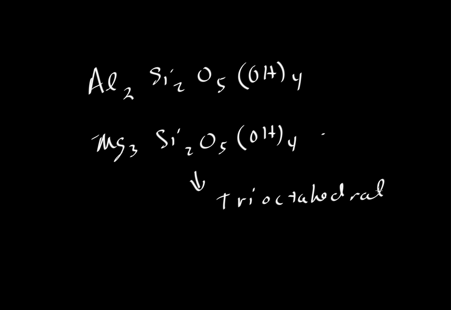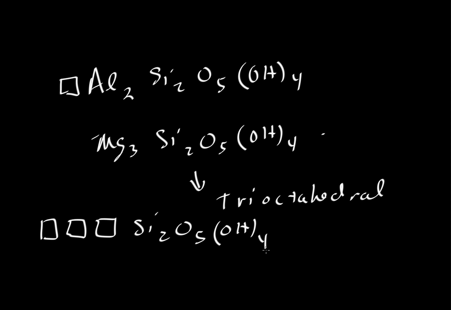On the other hand, if 1/3 of those sites are empty, and we could put a little box here to show a vacancy, right, we would have 3 magnesiums. You could think of this, let's just put 3 empty boxes. And then we could write Si2O5(OH)4 for the case where we put a magnesium here, a magnesium here, and a magnesium here. That is, on this 5-oxygen basis with 4 hydroxyls, trioctahedral.